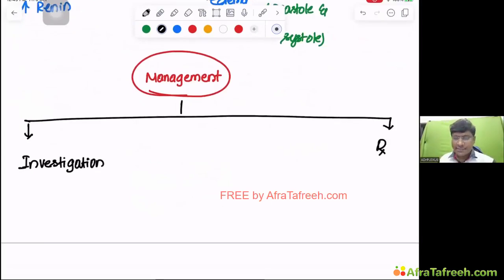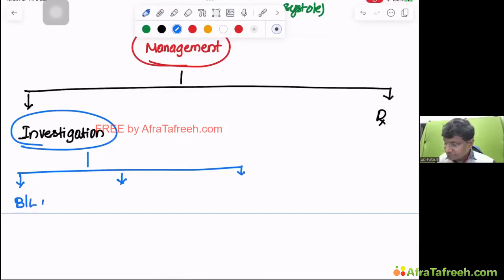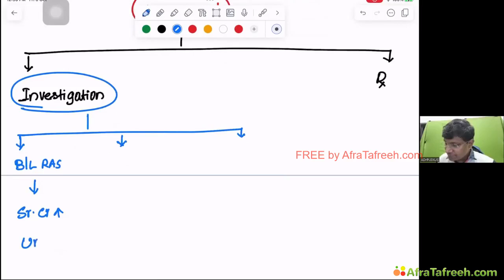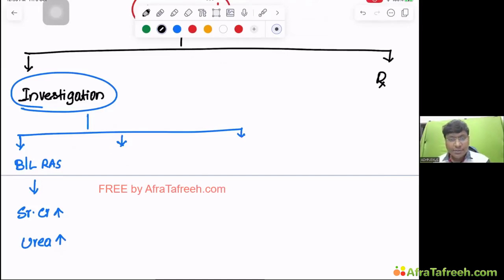The investigations are these. When there is bilateral renal artery stenosis, these patients go into a state of renal failure. The serum creatinine as well as urea, both of them are elevated. Then followed by that, you take the screening test. The screening procedure of choice.